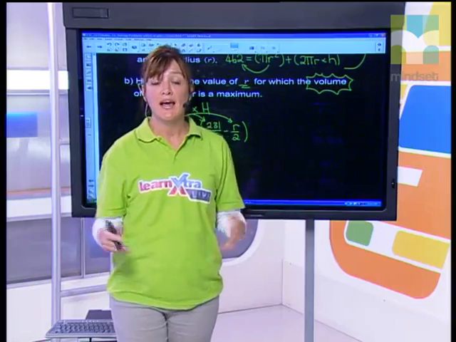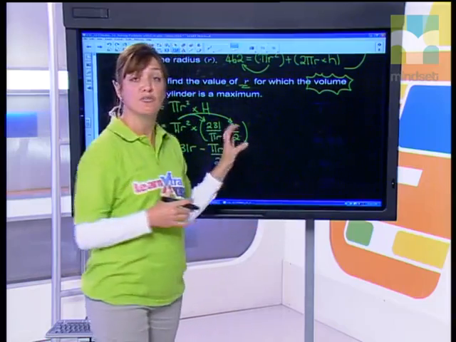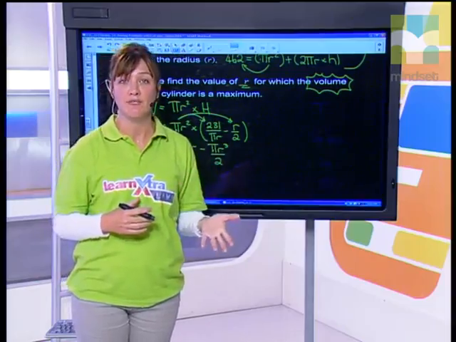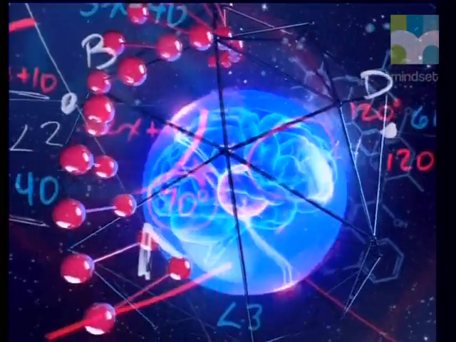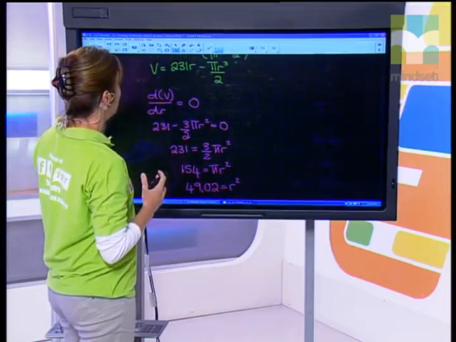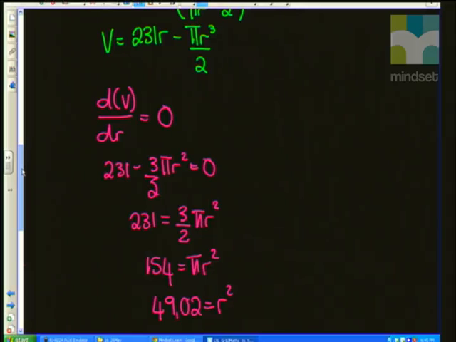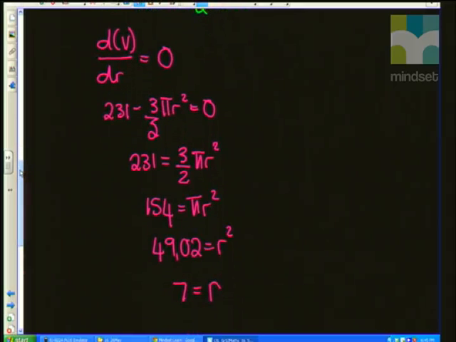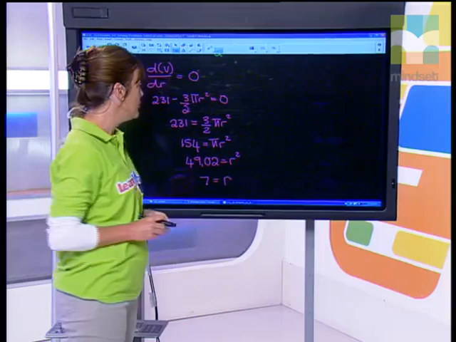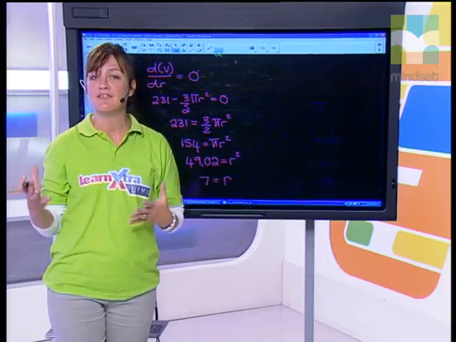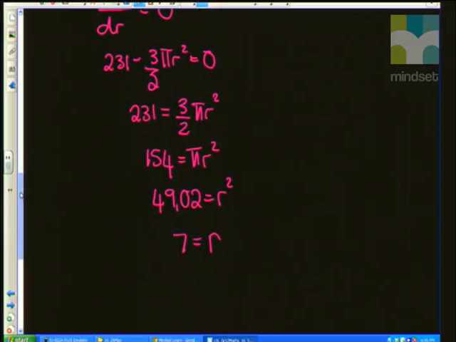What do I need to do from here now to work out the maximum volume? We're going to find the derivative of your formula, and we're going to let it equal 0. Our derivative, if we just scroll up slightly, remember our volume formula was 231 times r minus pi r cubed over 2. So we had to find the derivative of that. The derivative being 231 minus 3 over 2 pi r squared equals 0. And then we need to solve the equation. So we needed to bring our 3 pi r squared over our equal sign, which obviously made it positive.